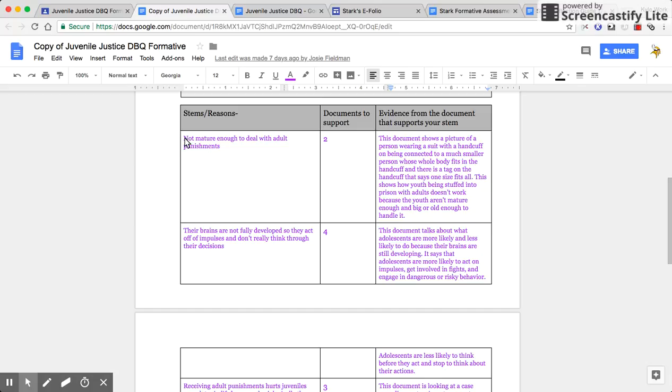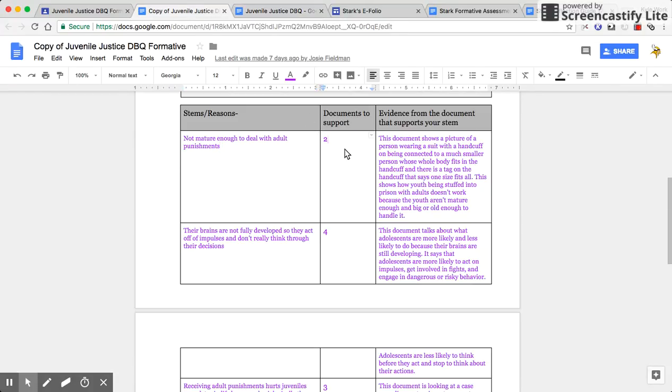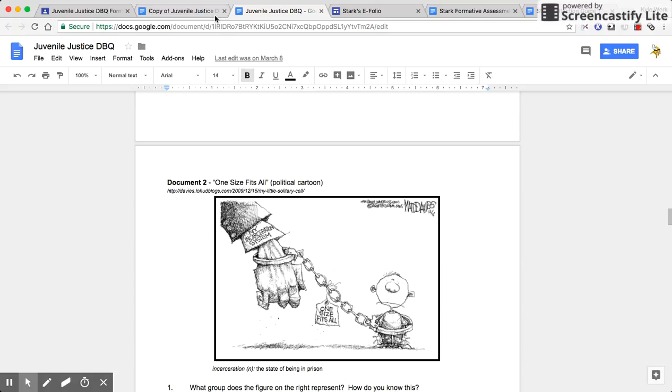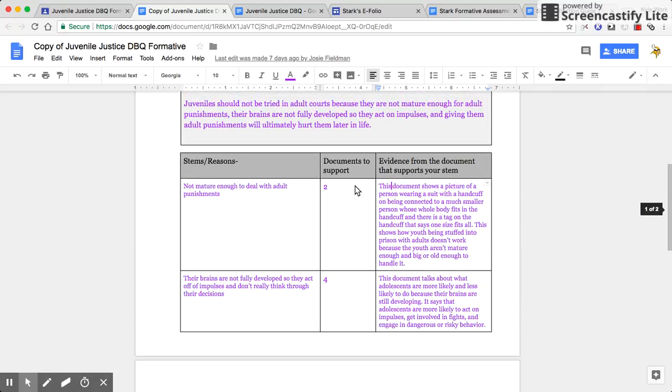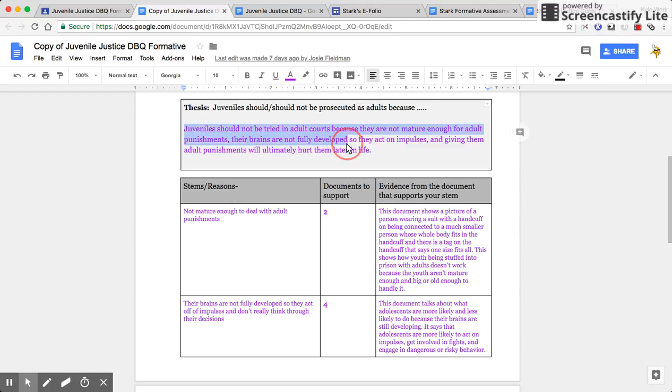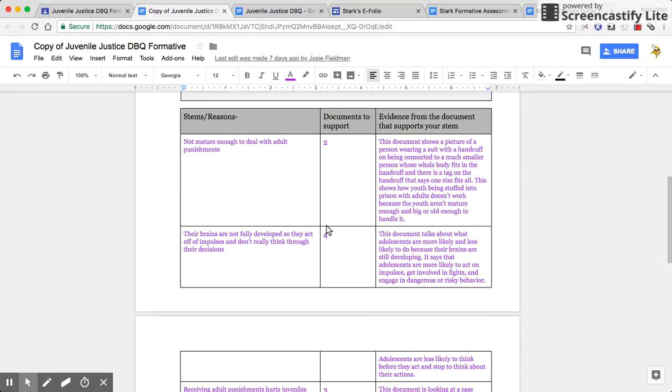So their main reason is here. The document they used from here is right here. So this is document 2. Here's document 2, and the evidence that they use to support their reason is listed right here. And they have to have 3 of those, and then they put those together to write their thesis. And ultimately, this is going to be the base for their final product.